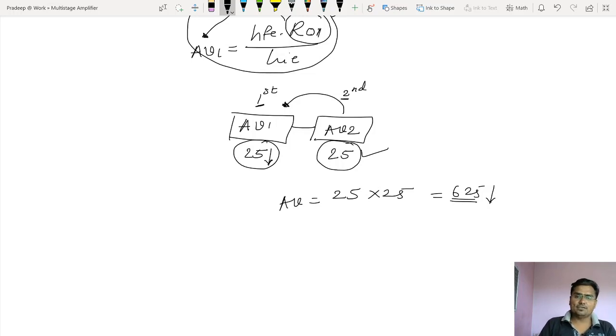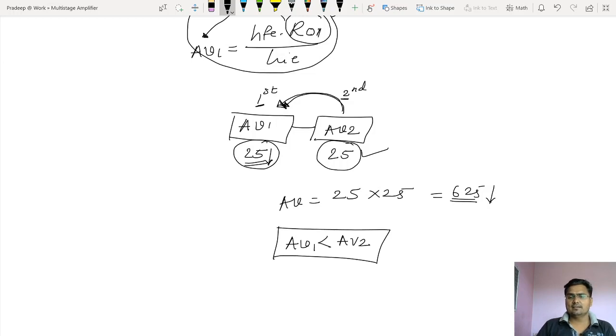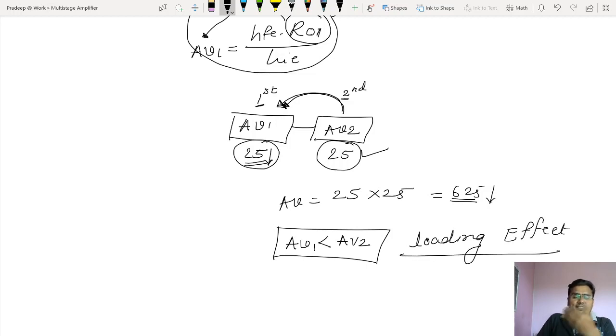Why? Because AV2, or the second stage, is giving pressure, giving load to stage 1. So even if you have designed both amplifiers for the same gain, the voltage gain of the first stage is always less than the voltage gain of the second stage. And this is called the loading effect. What is loading effect? The gain of the previous stage is always less than the current stage in the case of multi-stage amplifiers. That thing we have to notice all the time. This is actually called a loading effect.